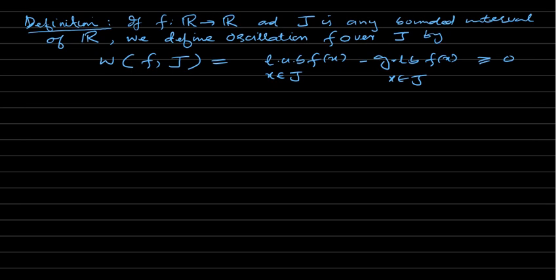You can easily find examples of oscillation. You define any function from R to R and take any interval, you can easily find the least upper bound of f over that interval and the greatest lower bound of f over that interval. Then you take the difference, and that will give you the oscillation of f over that interval. So let's now define oscillation of f at a point.